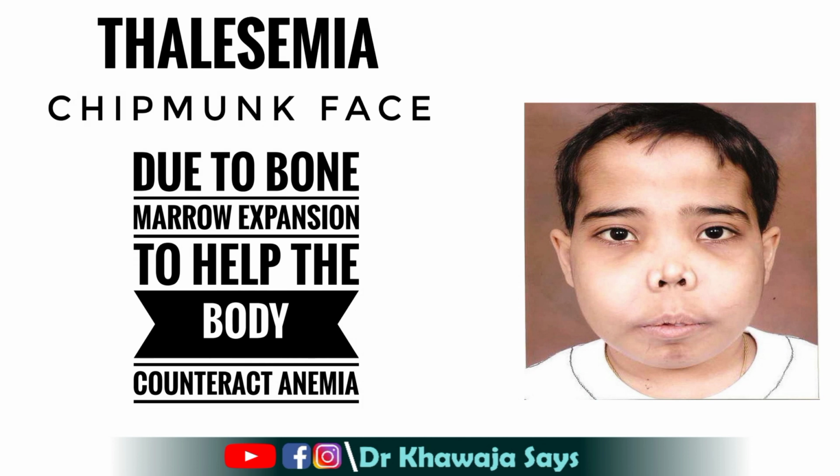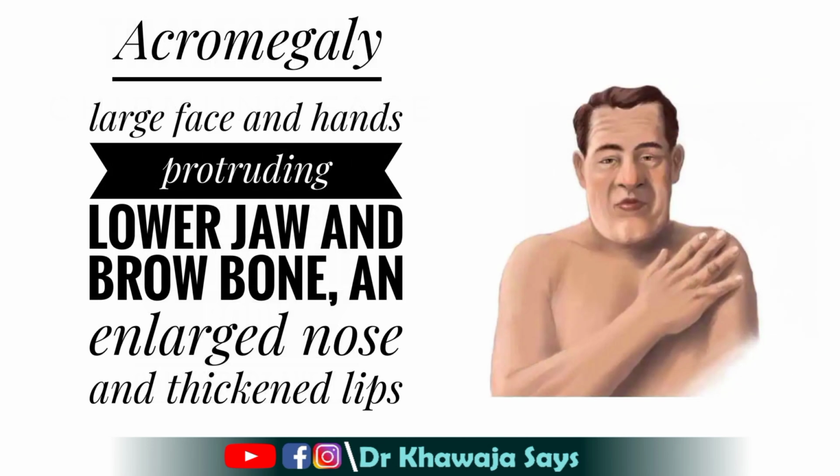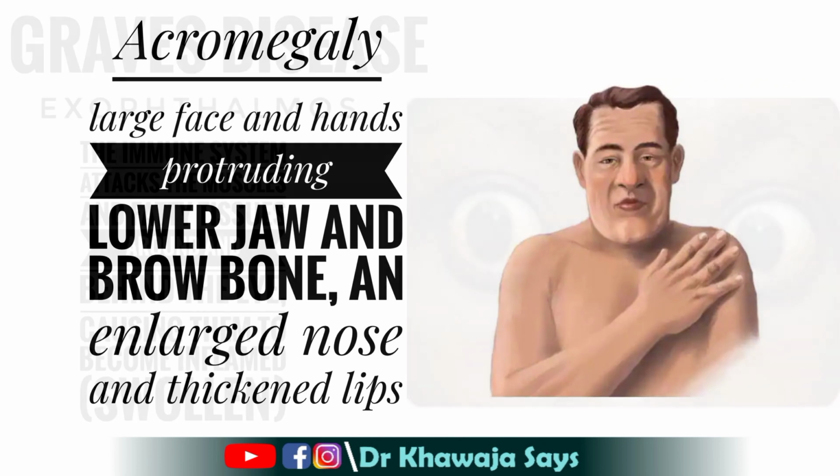Due to overexpansion of bone marrow to help the body counteract anemia present in thalassemia. Acromegaly. Large face and hands. Protruding lower jaw and brow bone, and enlarged nose and thickened lips.